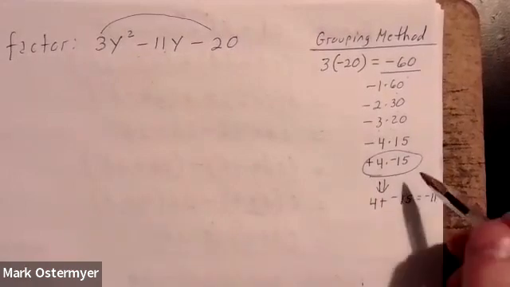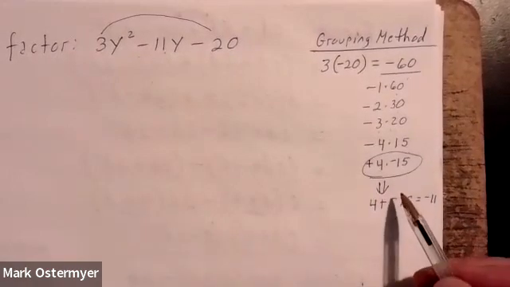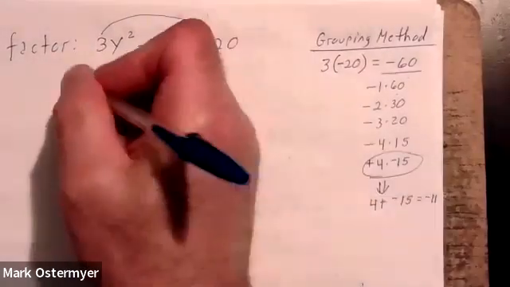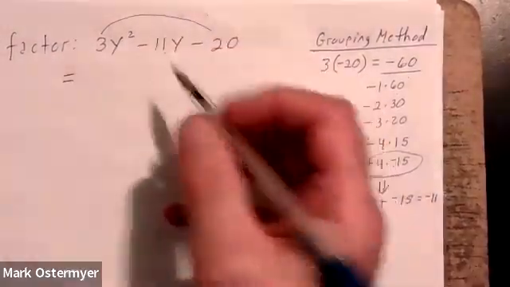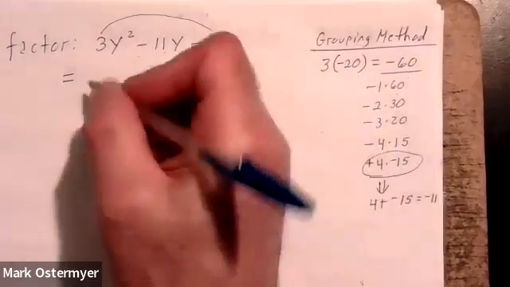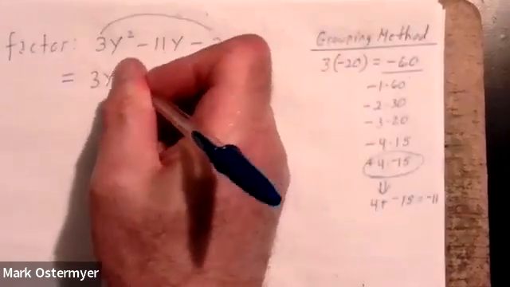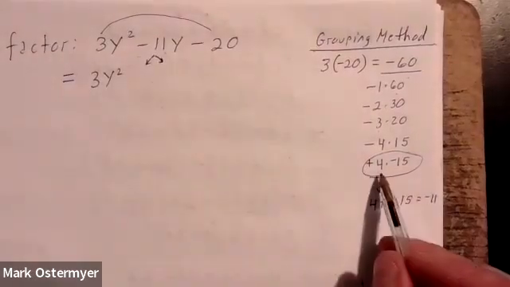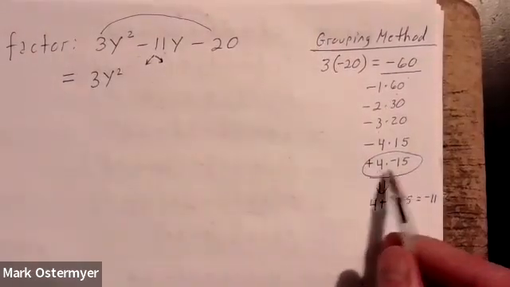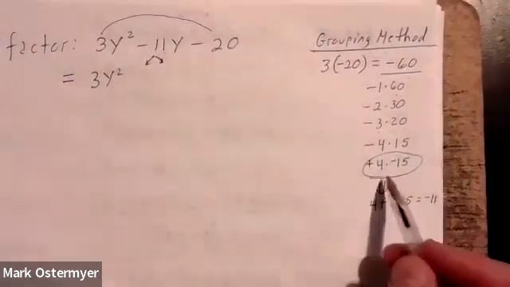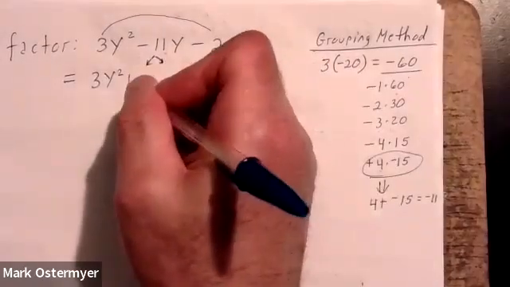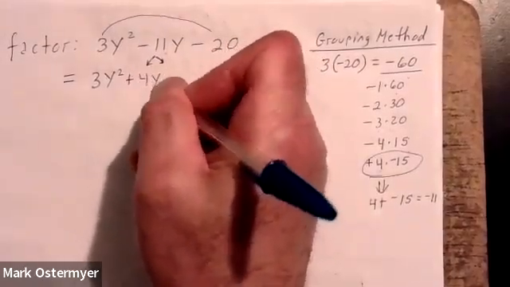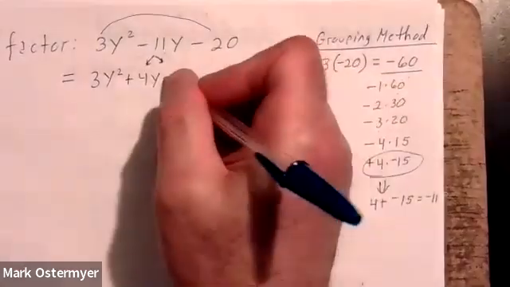And now the beauty of this method is the guessing is all over. Now it's just all systematic from this point onward. I'm now going to rewrite my trinomial as an equivalent 4-term polynomial, where my middle term here is going to be split up and written as the sum of my decided upon factors. So this -11y is going to be written as plus 4y minus 15y.